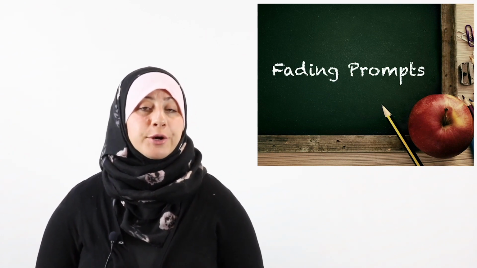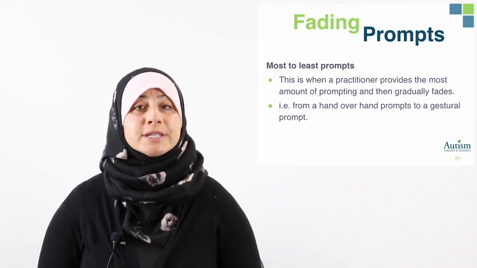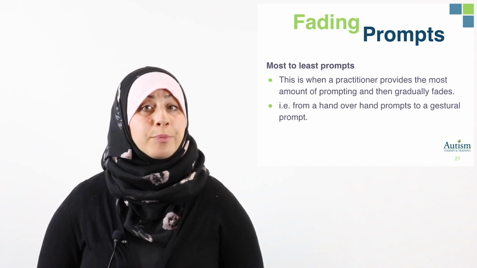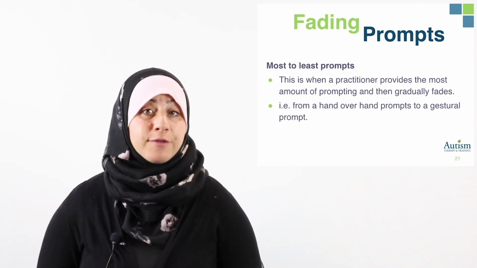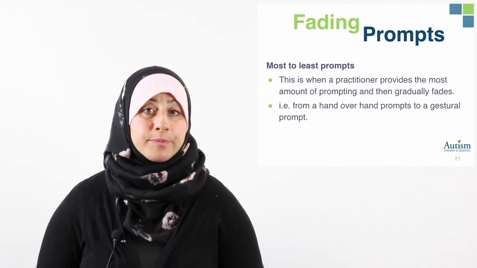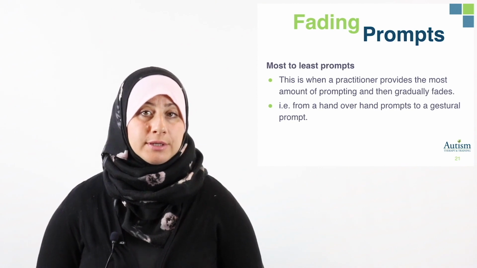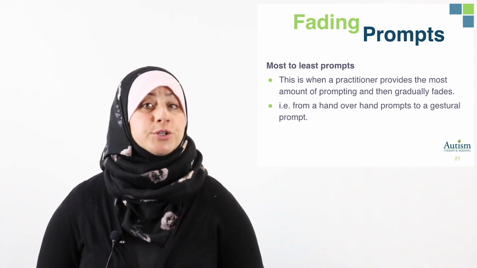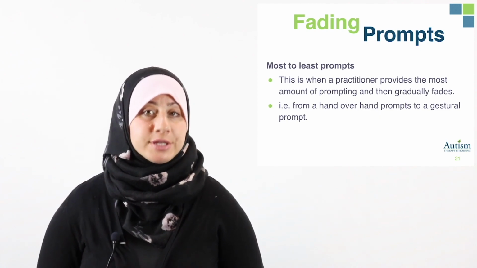So, how do we fade our prompts? You can fade prompts by using a most to least prompt, which is when a practitioner provides the most amount of prompting and then gradually fades. For example, from hand-over-hand prompts to a gestural prompt. This is a really good way to ensure you're moving away from full prompts. Let me show you how this one would look.